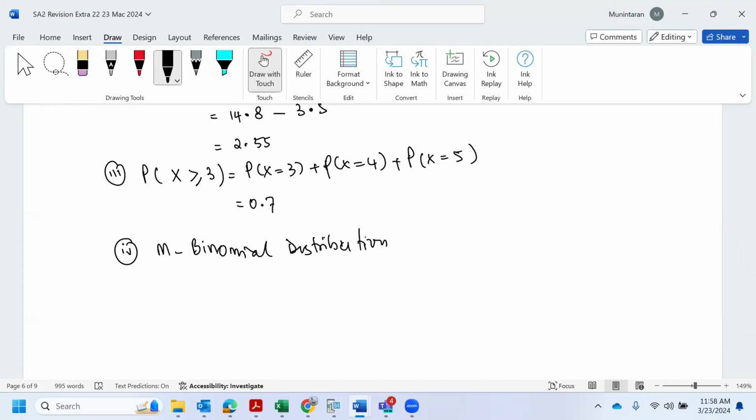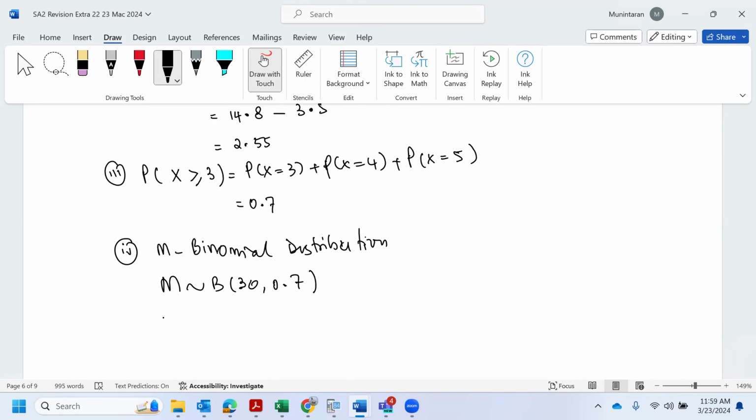And in this case, each student will have their own scores. Okay, it's independent. We also can say M is binomially distributed, 30, 0.7. Okay, 30 for the students, 0.7 for the success. How many do you expect to obtain more than half?